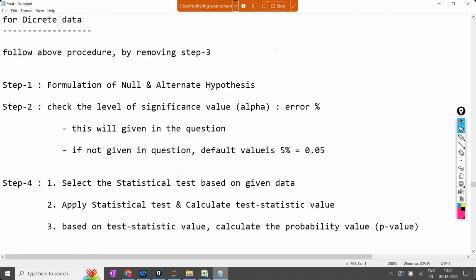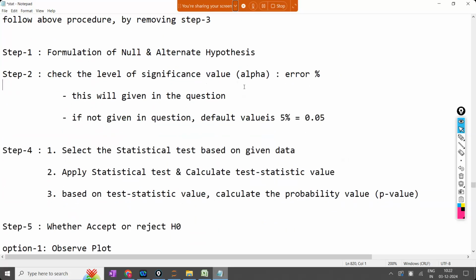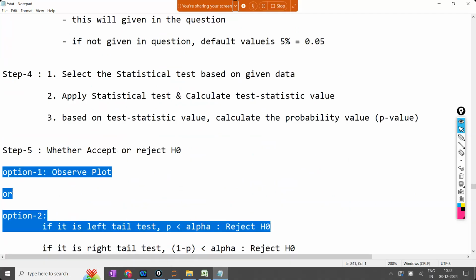Okay. Histogram is applied only on the continuous variable. Density curve probabilities are applied only on the continuous variable because probability is a decimal value. So it is a continuous variable. For a discrete variable, follow the above procedure as it is, just by removing step 3. Step 1 will be the same, step 2 the same, step 4 the same, step 5 the same. No difference in any of them. Everything will be the same.